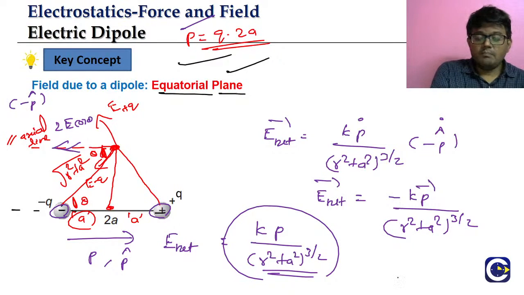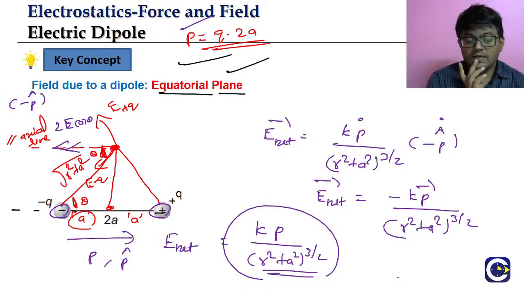What is the magnitude? kp by (r square plus a square) whole power 3 by 2. That is the magnitude. But when we represent it as a vector, what is it? Minus comes, because the electric field is in the opposite direction to the dipole moment direction. On the axial line, the direction of the dipole moment is the same as the direction of the electric field.